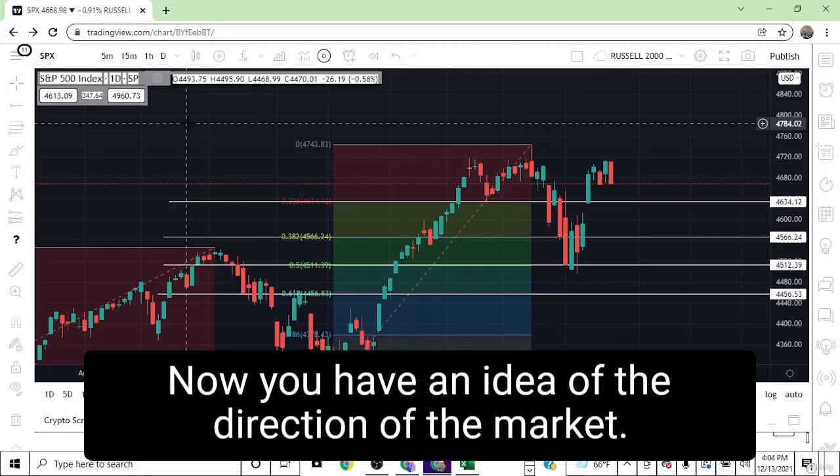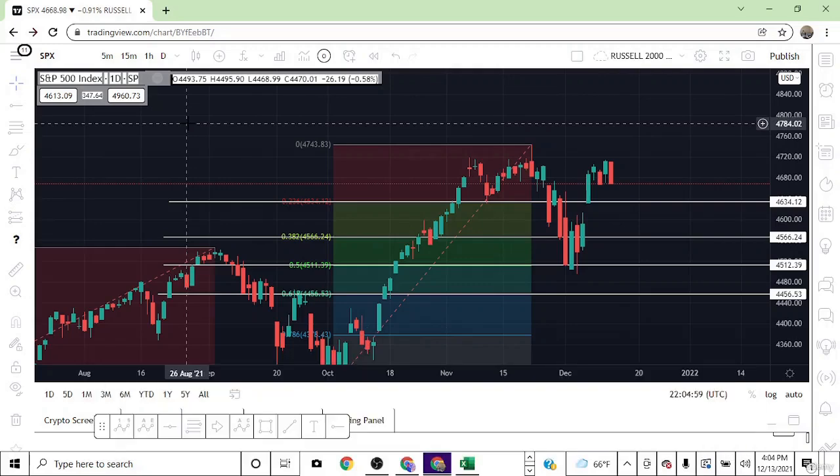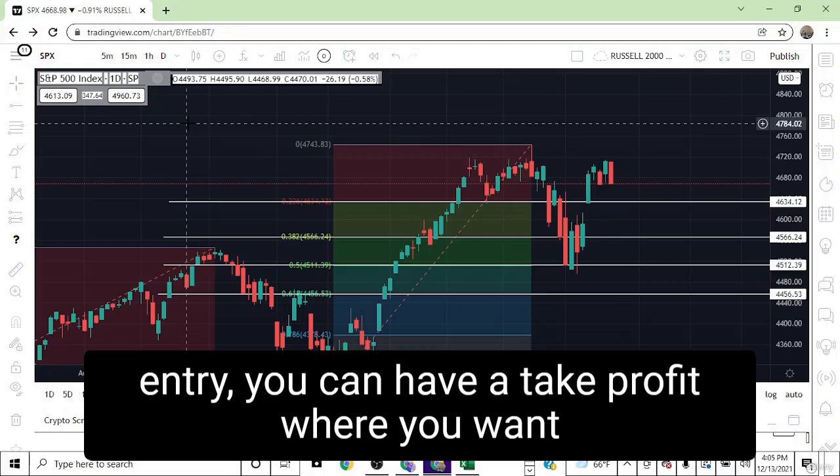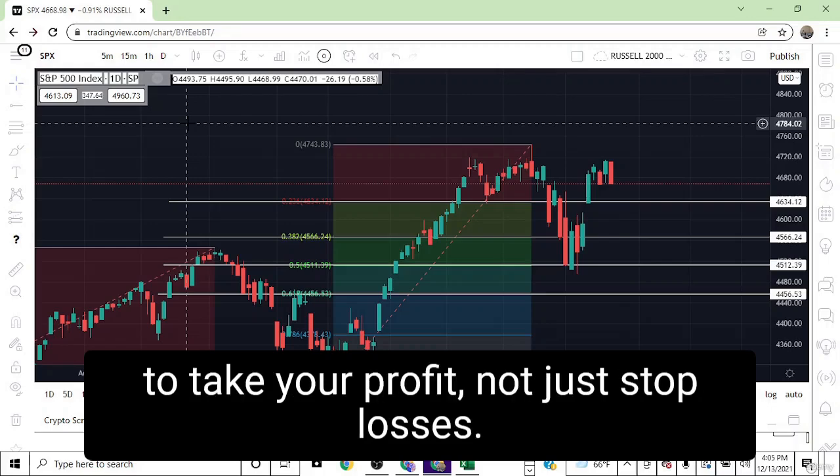Idea of the direction of the market. You have a safe zone. You can place an order entry. You can have a take profit, where you want to take your profit, not just stop losses.